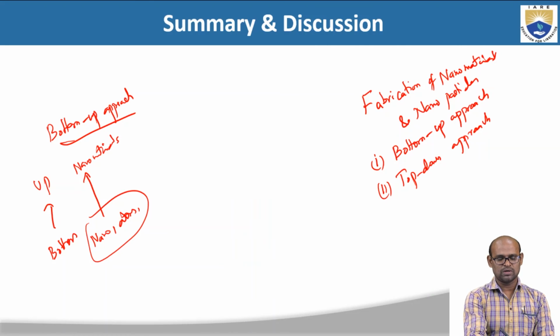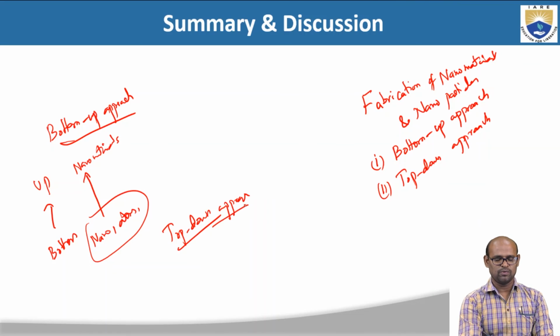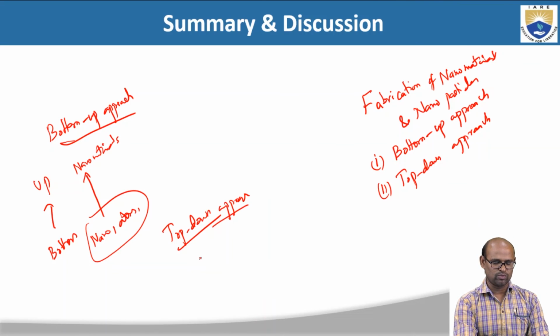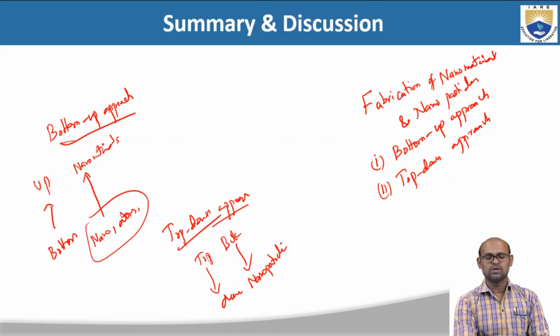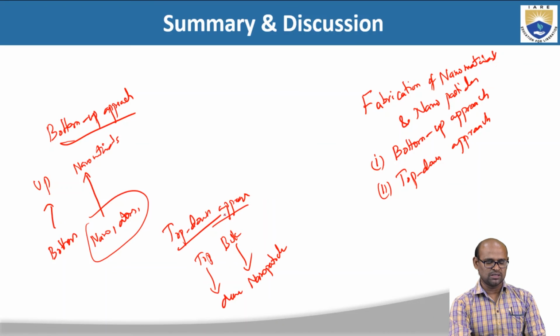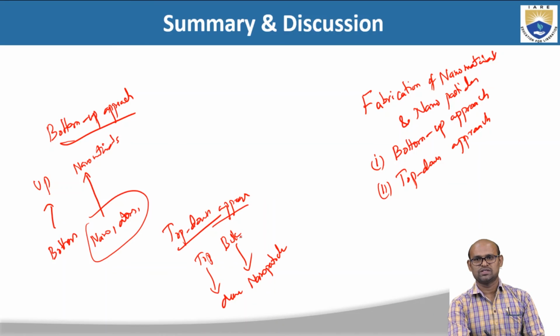Then we discussed the top down approach also. The top down approach is much simpler than the bottom up approach. In the top down approach we are going from top to down. We break a bulk material into nanoparticles or small nanostructures with desired properties.